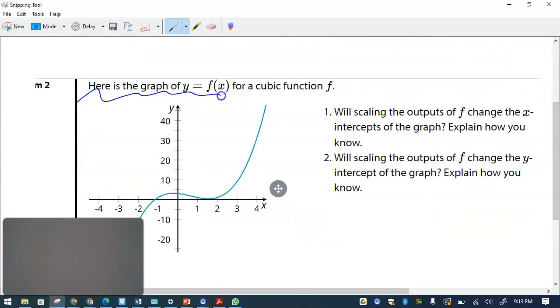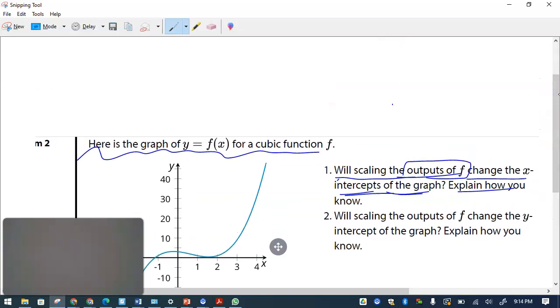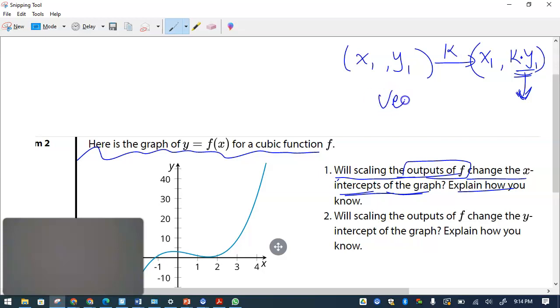So here is the graph, a cubic graph given, and you can see there's a graph there. Will scaling of outputs of f change the x-intercept of the graph? Explain how you know. Now, remember the output: if there is a point x1, y1, and you use a scale factor and multiply, x1 stays the same and the y coordinate, the output, changes.